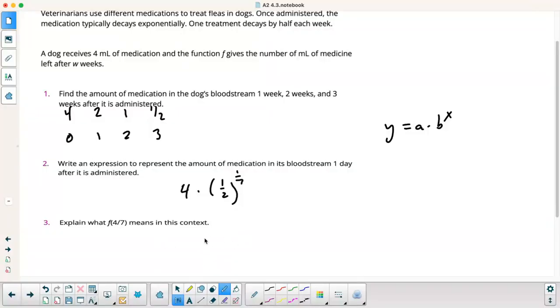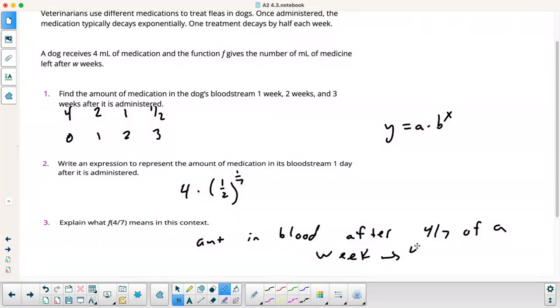Explain what f of 4/7 means. Well, that would be the amount in the blood after 4/7 of a week, which is 4 days.